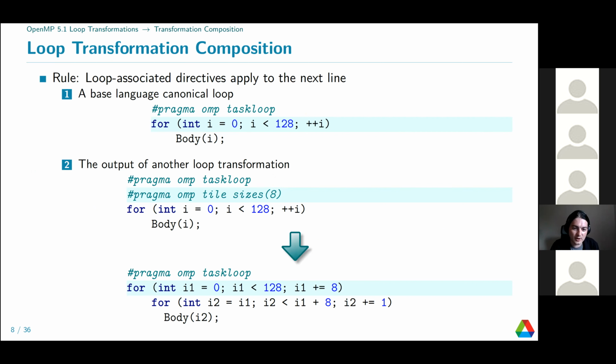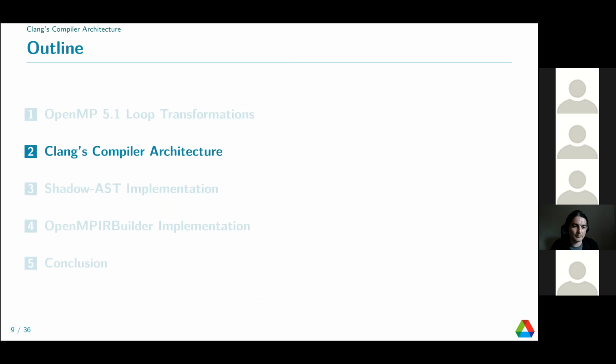You can apply a loop transformation and apply another loop associated directive afterwards. You can think of it that your loop associated directive applies to what's coming after it. So in case one, it applies to the literal for loop in the source code, nothing special here. But if you put a tile directive in between, the task loop applies to the output of the tile, after you have replaced the tile by the loops that it stands for.